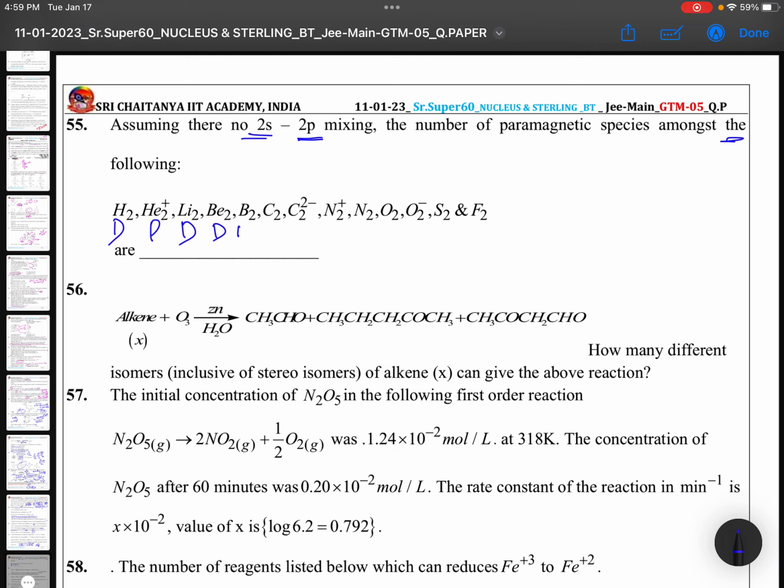Okay, now boron is normally paramagnetic, but this will become diamagnetic, this will become paramagnetic, C2 minus 2 will become diamagnetic, N2 plus will be definitely paramagnetic, N2 is normal. Now O2 is paramagnetic, O2 minus is obviously paramagnetic, S2 is paramagnetic, F2 is diamagnetic. N2 will normally have 14 electrons, so it should be diamagnetic, no worries in that. So how many are going to be there?